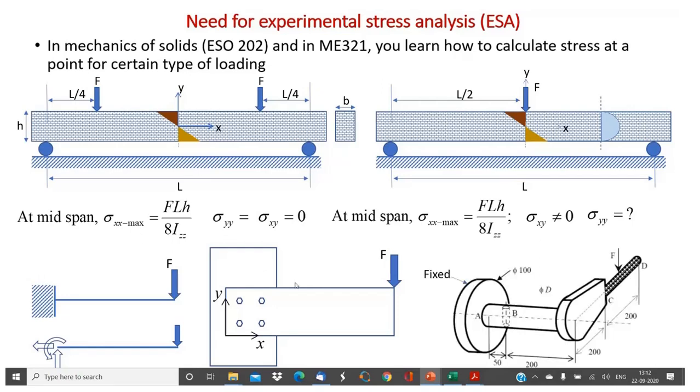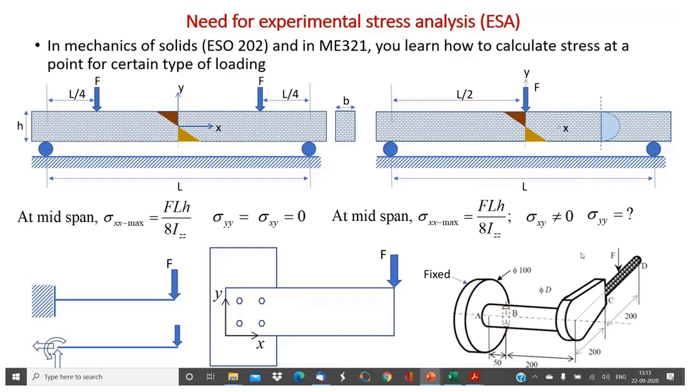Another example is shown here, where you have a cylindrical rod with a handle, and you can apply a force anywhere in this handle portion. This end is fixed. You know how to calculate the stresses in the cylindrical portion of the rod. It is subjected to a bending moment and a torque. However, notice here there is a hole, so this can make things more involved.